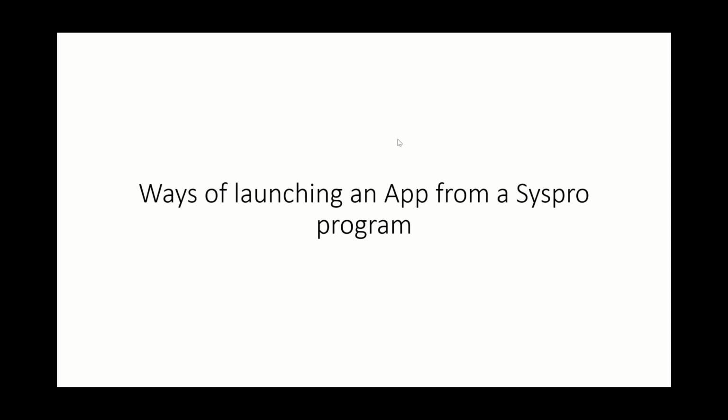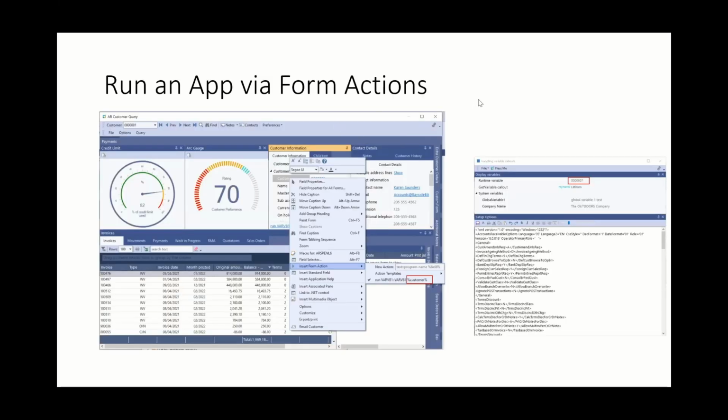None of it is new, but I think it's worth recapping it before we go on and have a look at a worked example. So the first example we've got here is simply using a form action to launch our program. So this is customer inquiry. And if we right click on one of the fields here, we can see that we can insert a form action. And basically we've got some text to appear on the action. We've got our program name. And in this case, we are passing the customer key or customer number into our program. And you can just see here the text run var B1, which is there.